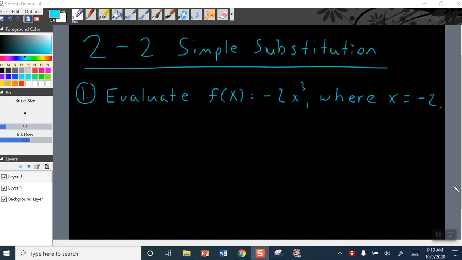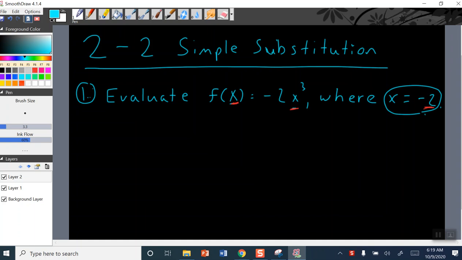Okay, in this video 2-2, simple substitution, this is going to be a quick little review. Now we want to evaluate the function f of x equals negative 2x cubed, where we are given x is equal to negative 2. And you might be saying, hey Mr. Hastings, I'm pretty sure we've done quite a few of these already, but these are going to get a little bit harder, so get ready.